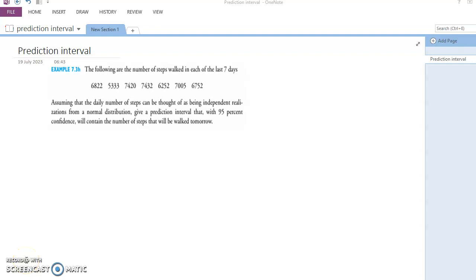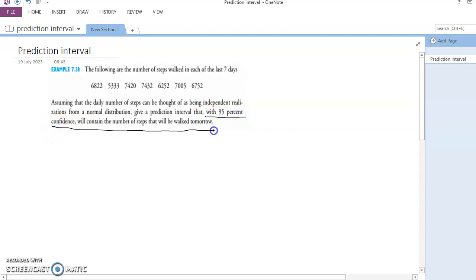This is a prediction interval problem. The following are the number of steps walked in each of the last 7 days: 6,822, 5,333, 7,420, 7,432, 6,252, 7,005, 6,752. Assuming that the daily numbers of steps can be thought of as independent realizations from normal distributions, give a prediction interval that with 95% confidence will contain the number of steps that will be walked tomorrow.